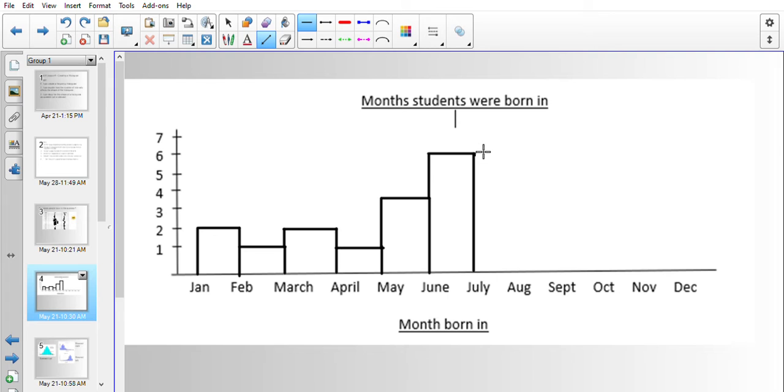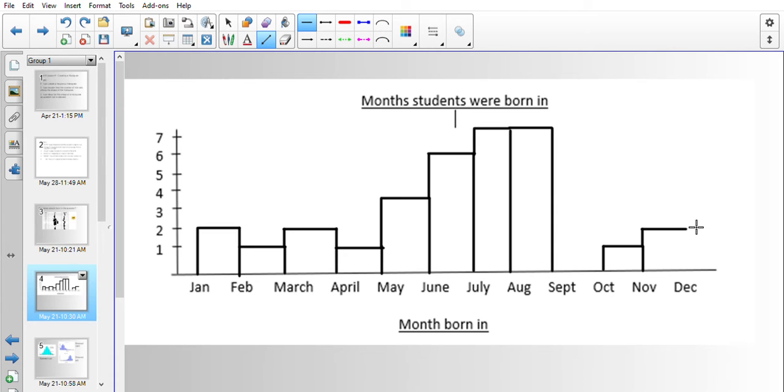In July, there were 7. I'm going to go up to 7 and over and down. In August, there were 7, so I'm going to go straight across all the way to September and down. In October, there were 0, so I'm going to leave this spot right here blank. And in November, there was 1. And in December, there were 2. Okay? So that's how we make a histogram.